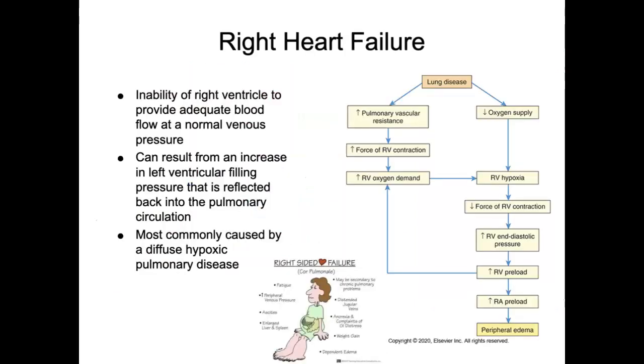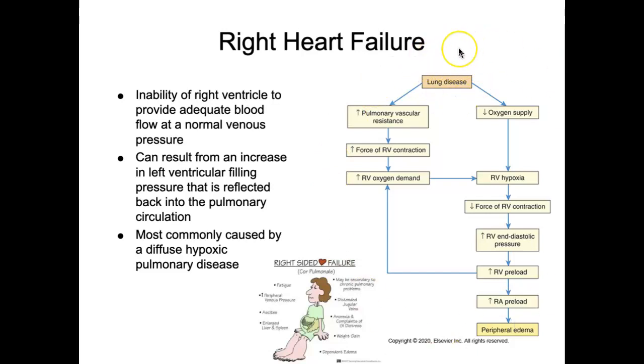hypoxia. Next, let's discuss right heart failure, and this is our inability of the right ventricle to provide adequate blood flow at a normal venous pressure. And it could result from an increase in the left ventricular filling pressure that is reflected back into the pulmonary circulation. And it's most commonly caused by a diffuse hypoxic pulmonary disease. And we could see this illustrated on the right-hand side over here.